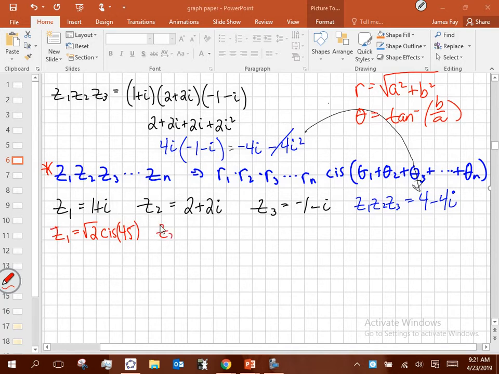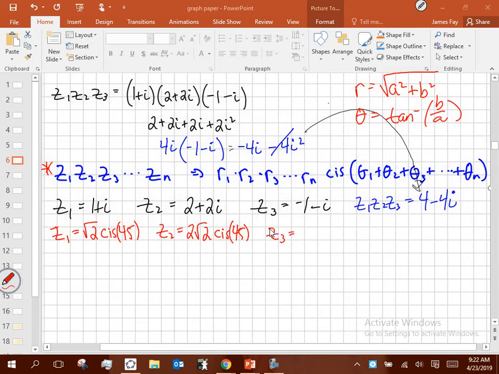Z2, I would take 2 squared plus 2 squared, so that's a squared plus b squared. It gives me radical 8. I'm going to write it that way. And then I go cis. Now, if I do tangent inverse of b divided by a, it'd be tangent inverse of 2 divided by 2, right? Is that tangent inverse of 1 again? Is that 45 degrees again?